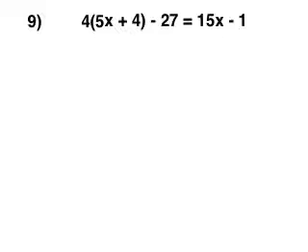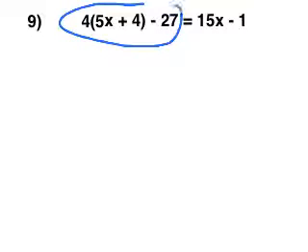Number 9. 4 times, in parentheses, 5x plus 4 minus 27 equals 15x minus 1. Okay, so now we do have something we can simplify before we even get started. So this side has a distribution we can do. And then we'll have to do some kind of addition.